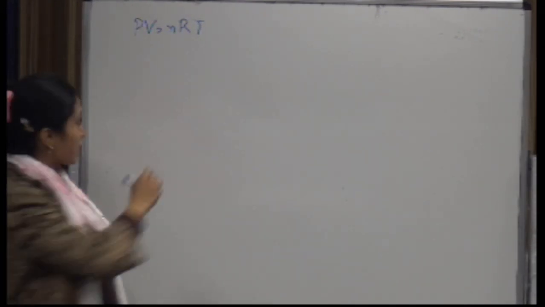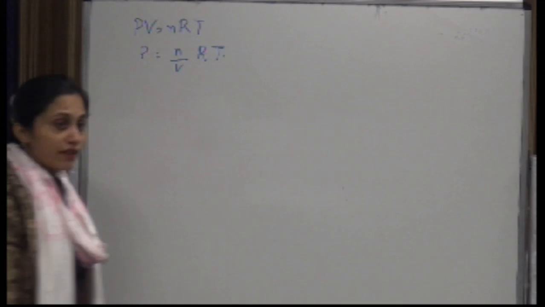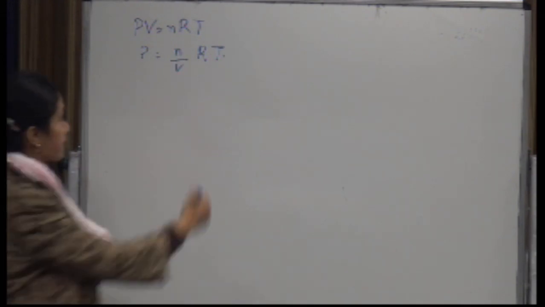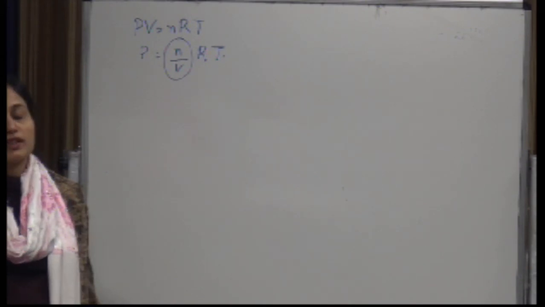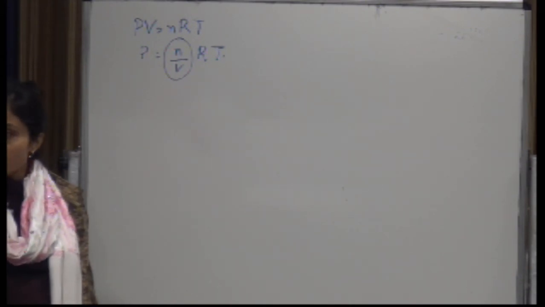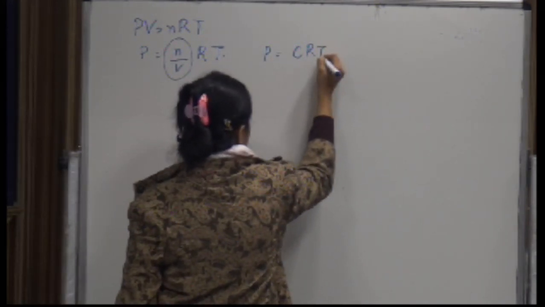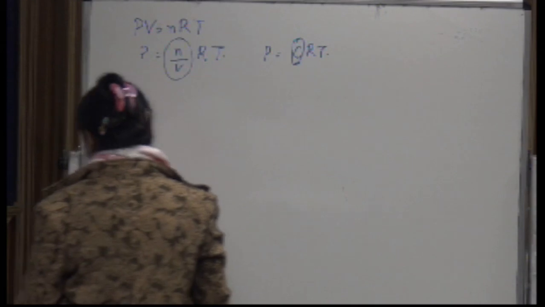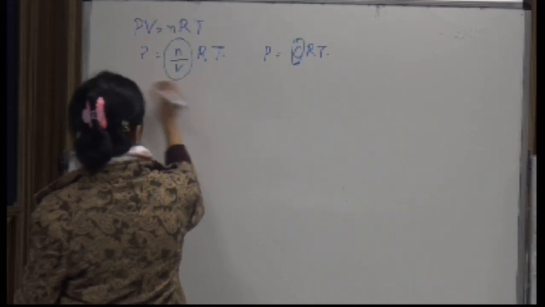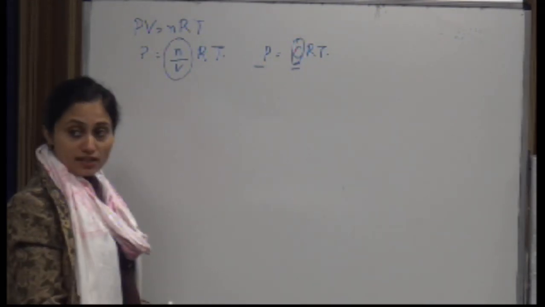So your pressure is equal to n by V into RT, where n is the number of moles and V is the volume in liters. Number of moles per liter of volume is your molarity, so that is a concentration term. That means your pressure can be equal to CRT, the concentration term into RT. So you can realize that pressure is directly proportional to the concentration.